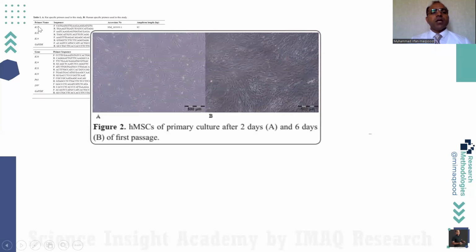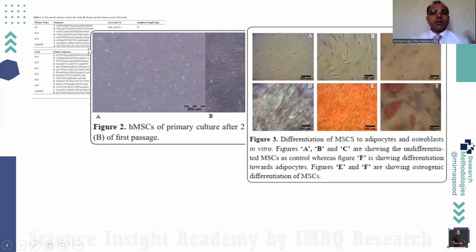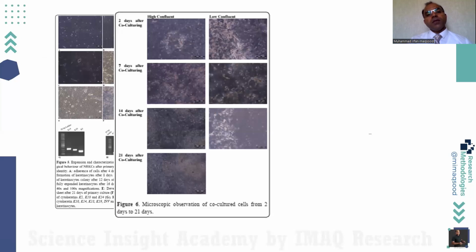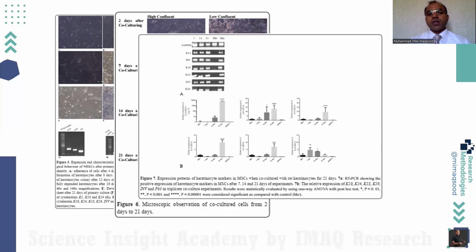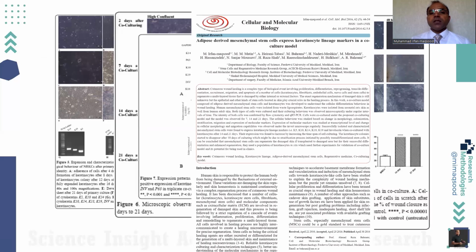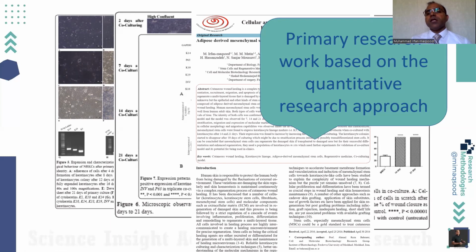Here is a generalized scheme of the paper. We developed some primers, and then we did some basic morphological studies, chemical studies, biochemical analysis, the different day intervals, their cellular behaviors, the expressions of genes, and several other assays. After that, our article was published in, you can see here, Cell and Molecular Biology, a French journal, in 2016. So it was a primary research work based on the quantitative research approach.